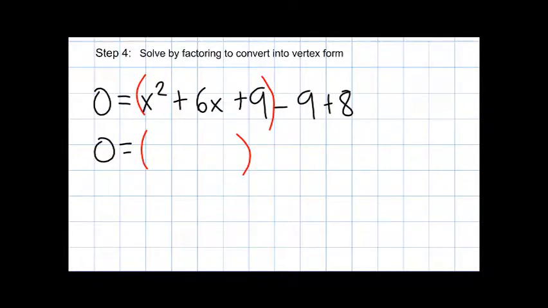So we can just put x plus 3, and that would be squared. Negative 9 plus 8 is equal to negative 1. And this is your vertex form.